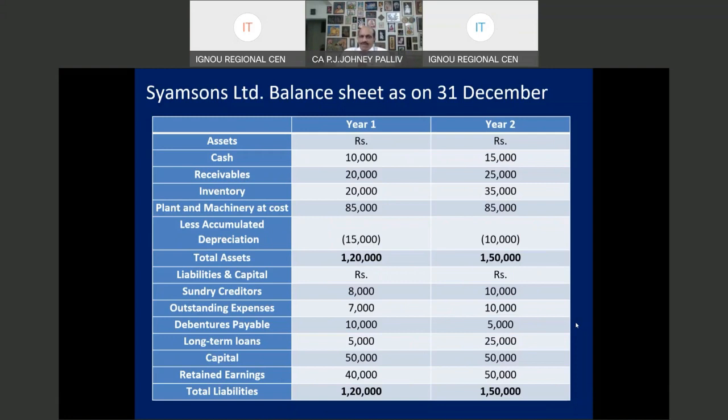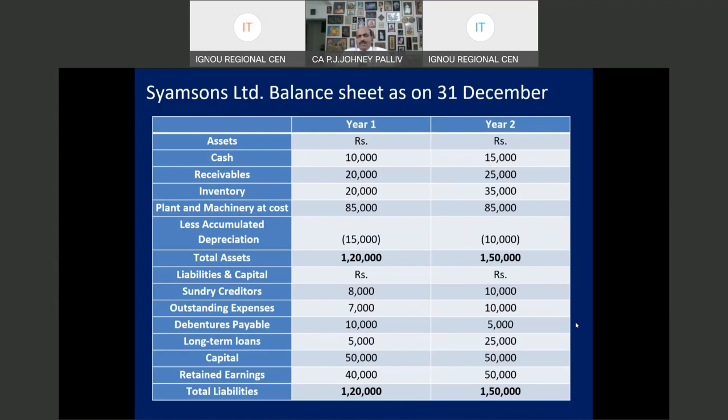Friends, you can see the liability side of the balance sheet. Year one, sundry creditors 8,000, outstanding 7,000, debentures 10,000, long term loans 5,000, capital 50,000, surplus or retained earnings 40,000. The total is 1,20,000. And year two, we can see 10 plus 10 plus 5 plus 25 plus 50 plus 50, it comes to 1,50,000.